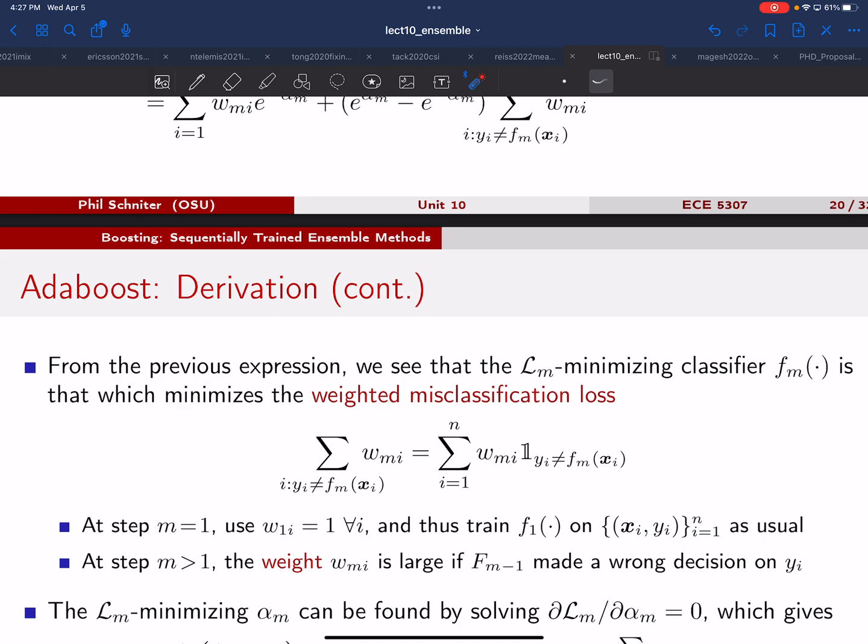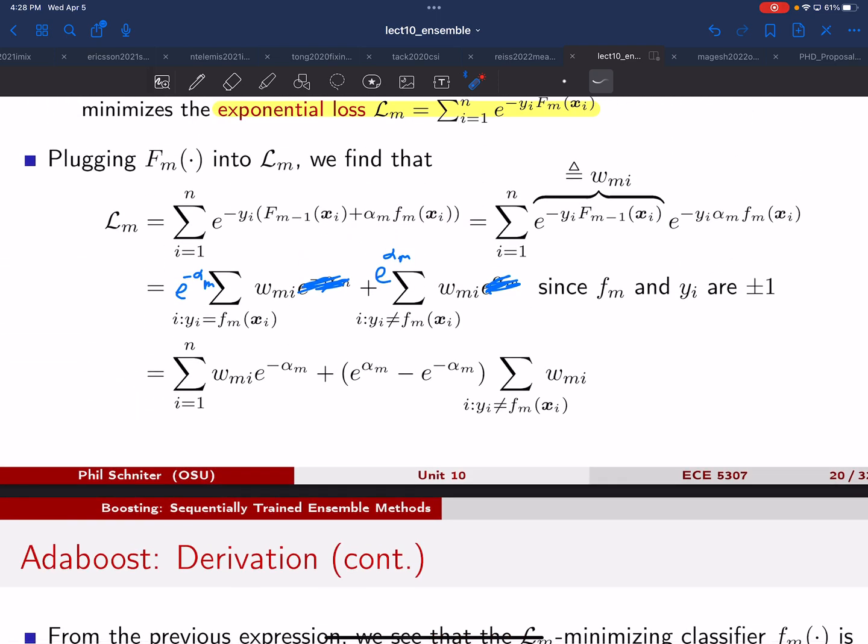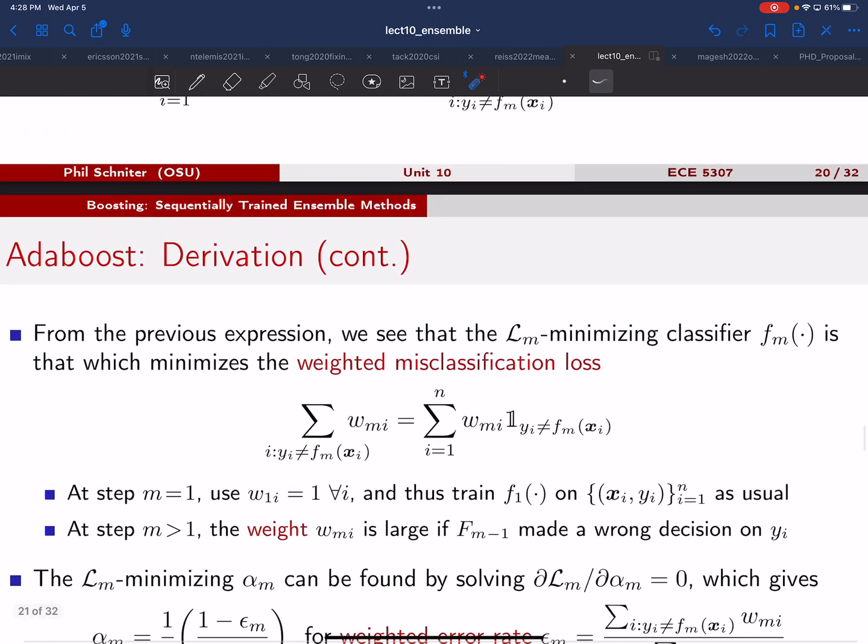Now, once we've designed that and we move on to the next stage, step m greater than 1, then we compute these weights, which essentially measures whether we made errors or not. When we made errors, you can see that now for the next stage, we're going to count those samples higher. We're going to say, pay more attention to those. We made an error on those last time, so try not to make an error on them again. And then that's how we train our next little f.